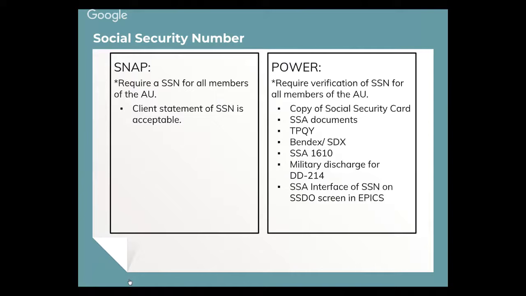So if you look at the SSDO screen in EPICS and we put the Social Security number in, we hit client CS or client statement or hard copy for the verification column field, then when Social Security interfaces with that, that will be changed to IN for interfaced. If everybody's as interfaced, we can print that and use that as our verification for the Social Security number.